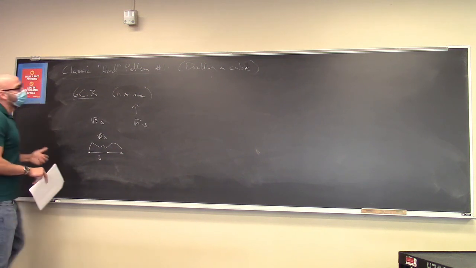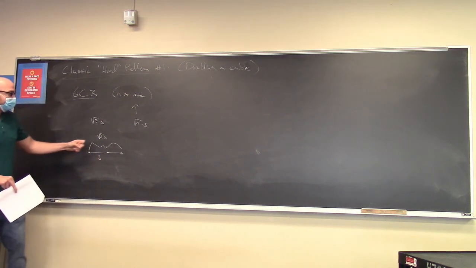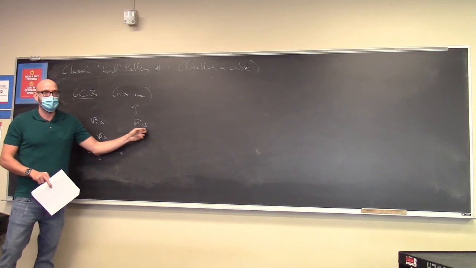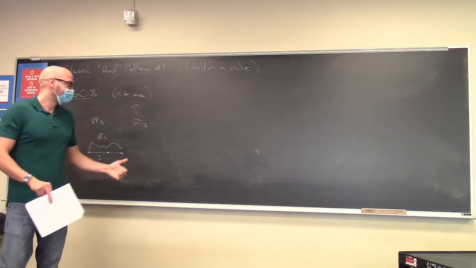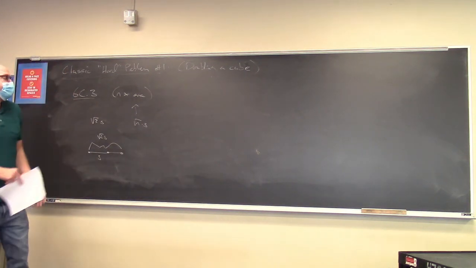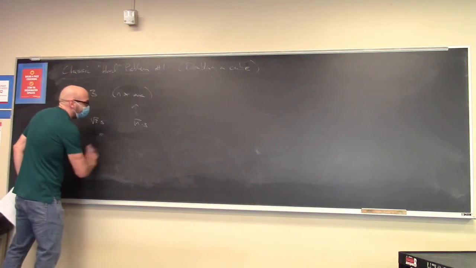And again, you don't need to provide all the intermediate steps, right? When I say construct root n times s, you can just say, because we know we can multiply, construct it, right? Don't write the details for how to construct it.